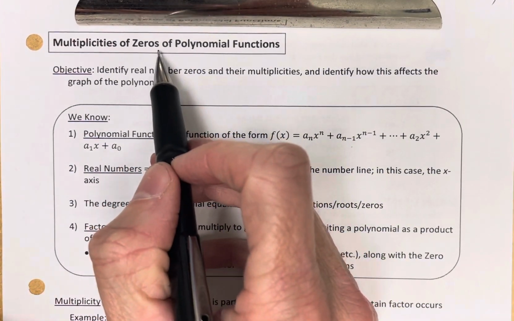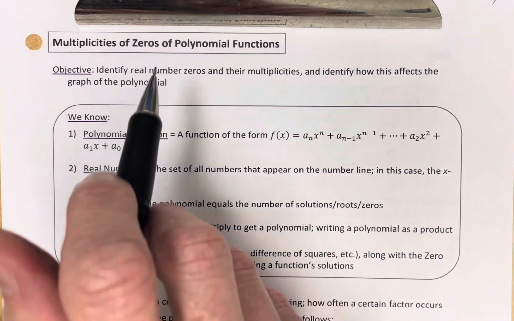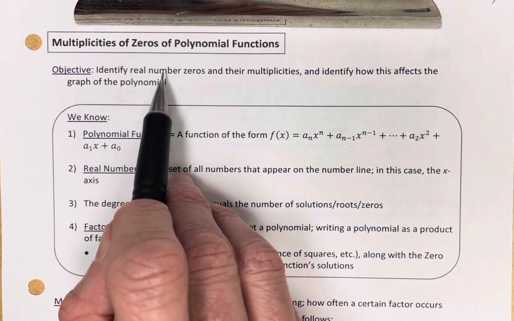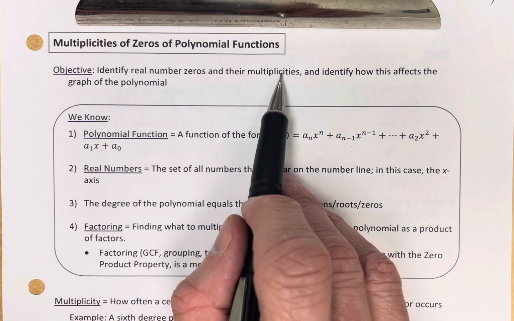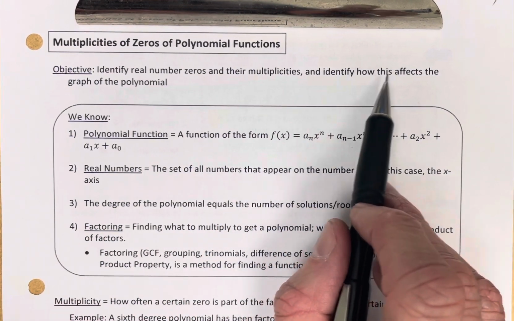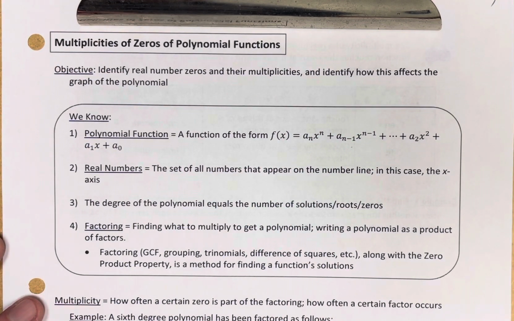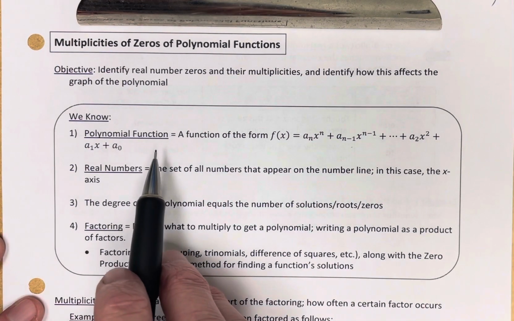Multiplicities of zeros of polynomial functions. Our objective: we want to identify real number zeros and their multiplicities and identify how this affects the graph of the polynomial. So what do we know that we're going to find useful for this lesson?